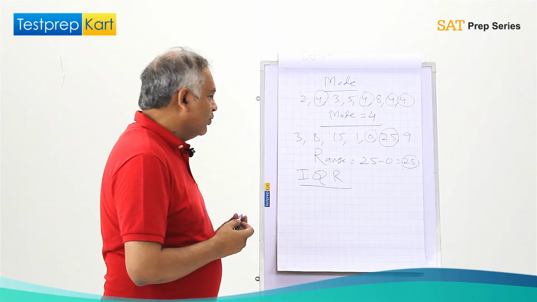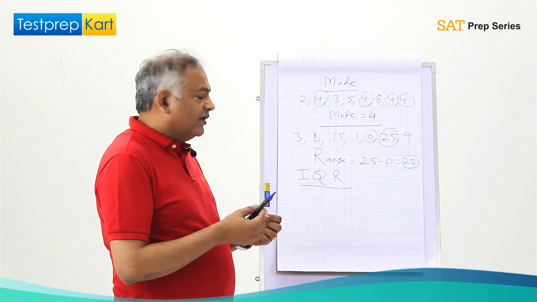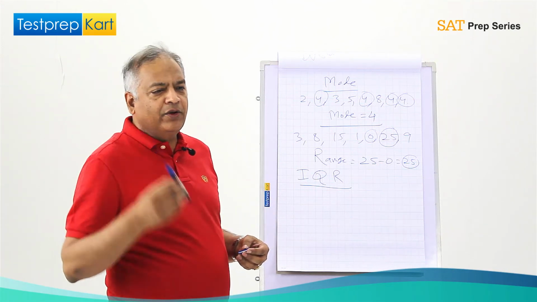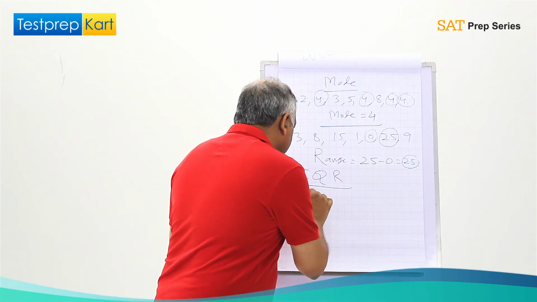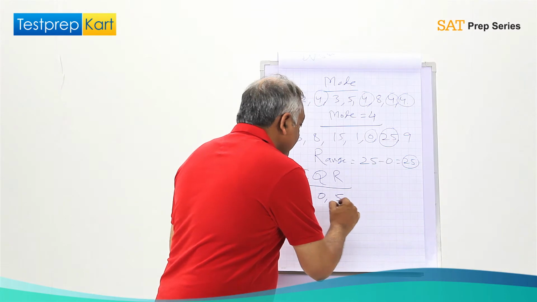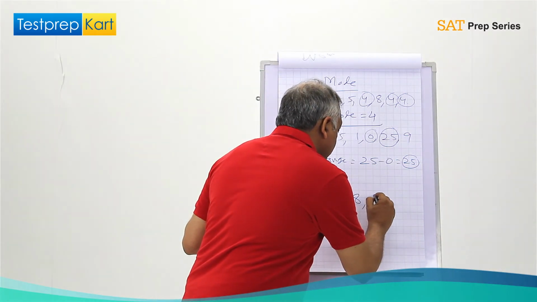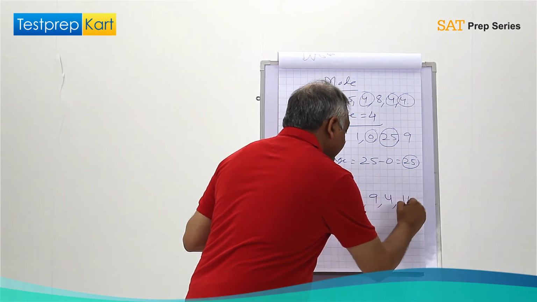I'll tell you how to calculate it. Of course, you have to arrange the numbers. Whenever we talk about the median, you have to arrange the numbers in ascending order. So let's take some observations. Let's take 3, 0, 5, 8, 9, then 4, 11.